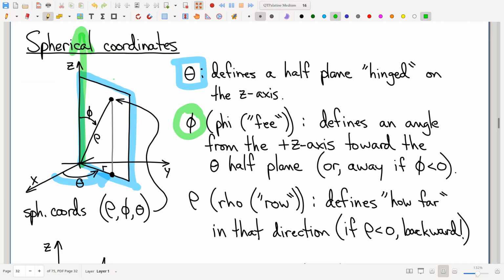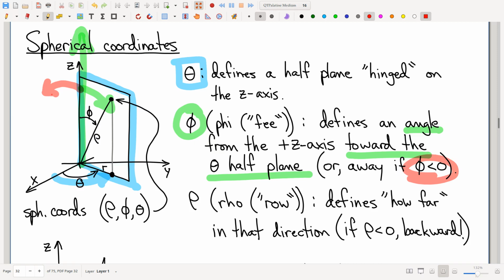Phi specifically means angle measured toward the theta half plane. So in this direction, like that. So positive values of phi sort of rotate from the positive part of the z-axis. They rotate in toward the theta half plane. And as usual, we have to worry about, but what if it's negative? Negative just means backwards away from the theta half plane.